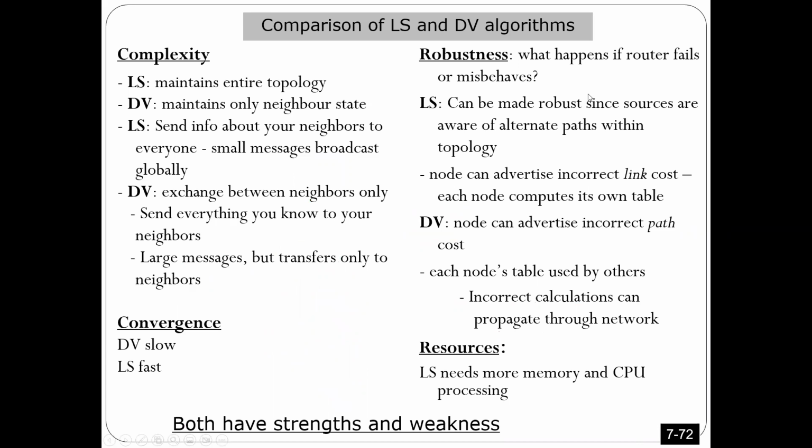Again, the conclusion is that both of them are okay, both of them are used. But regarding convergence, DV is slower than LS. Regarding complexity, one of them knows the whole topology and broadcasts messages to everybody, while the other only transmits to neighbors, and so on.